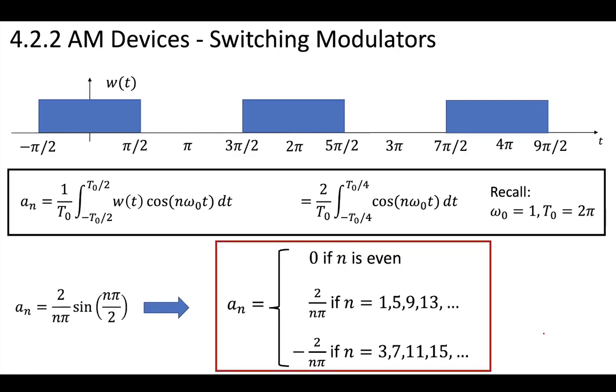Now we can simplify this even more by noticing that if n is an even number, then we are going to get a 0 out of this sine function. That means that at 2 pi half, so 2 pi half equals pi, we know that sine of pi is equal to 0. Now we have this other case where n could be 1, 5, 9, 13, or 3, 7, 11, 15.